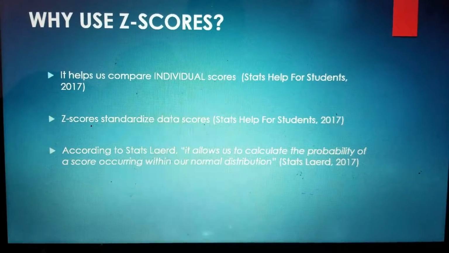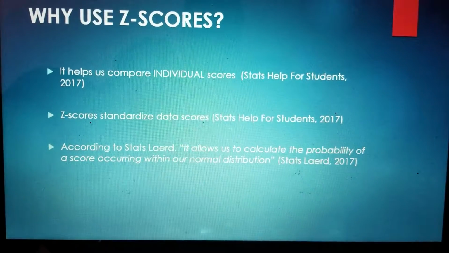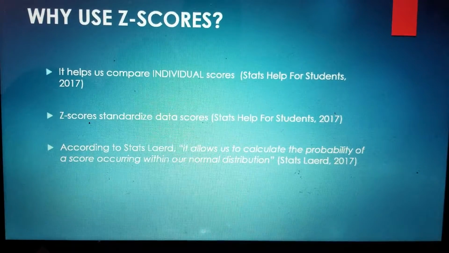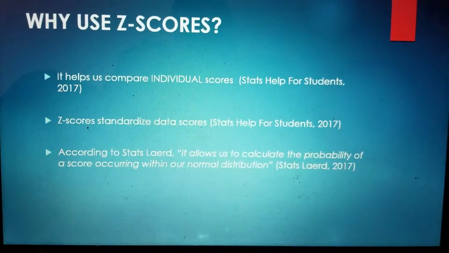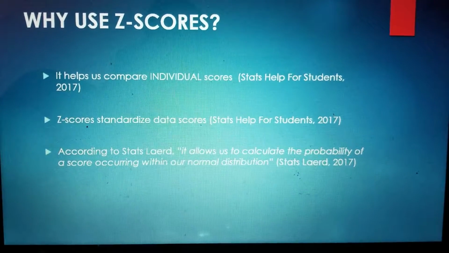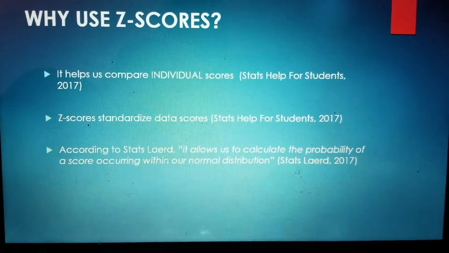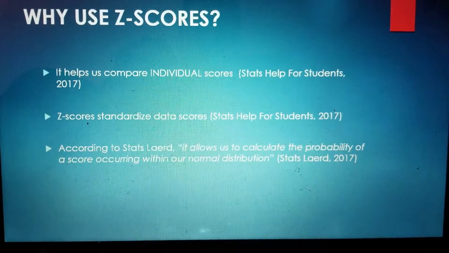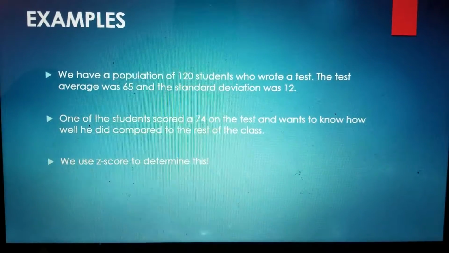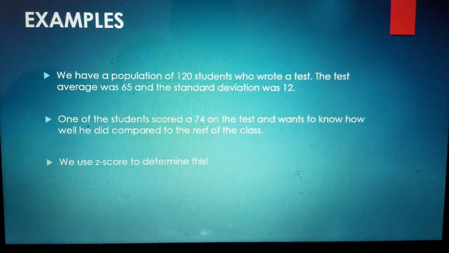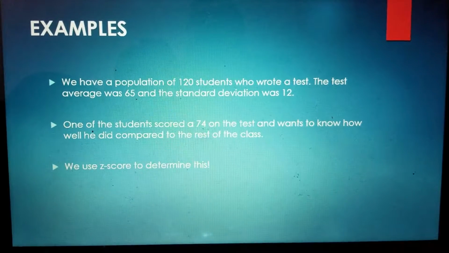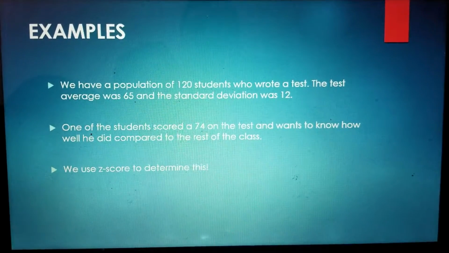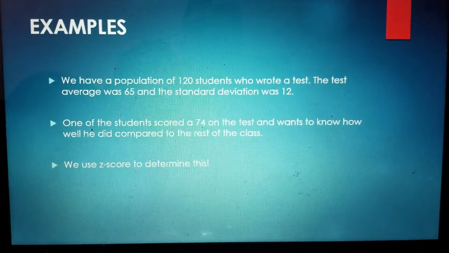So the Z-score standardizes data scores, and this quote is actually taken directly from Stats Lard, and it allows us to calculate the probability of a score occurring within our normal distribution. I know that sounds a little bit complicated, but let's get into an example and we can see how helpful and easy Z-scores are to use and how we would apply it into our day-to-day lives.